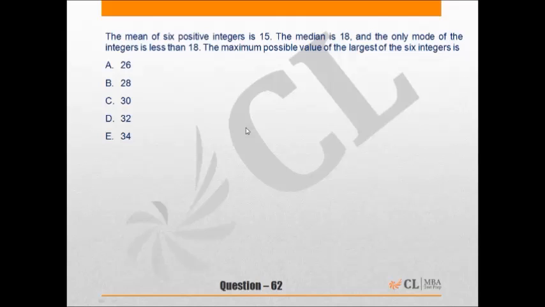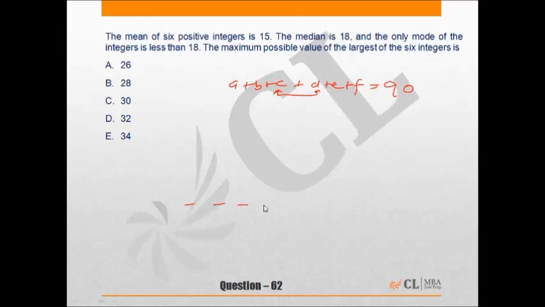The mean of 6 positive integers is 15, which means if A, B, C, D, E, F are the 6 integers, their sum is 90. The median is 18. As we have 6 terms, the median will be the average of the 2 middlemost terms. It is also given that the only mode of the integers is less than 18, and we have to find the maximum possible value of the largest of the 6 integers.